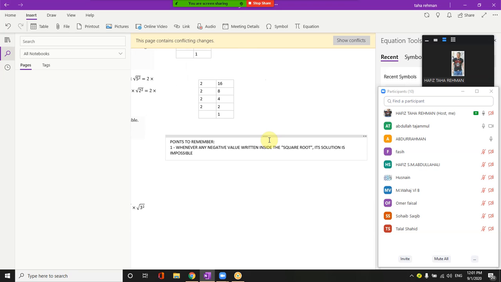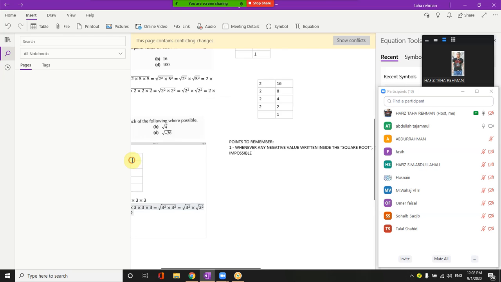If you have any negative value inside the square root, whenever you can see any value that is negative and written inside the square root, its solution is impossible. But keep this thing in your mind, only the negative value written inside the square root. If the negative value is written inside the square root, its solution is impossible.